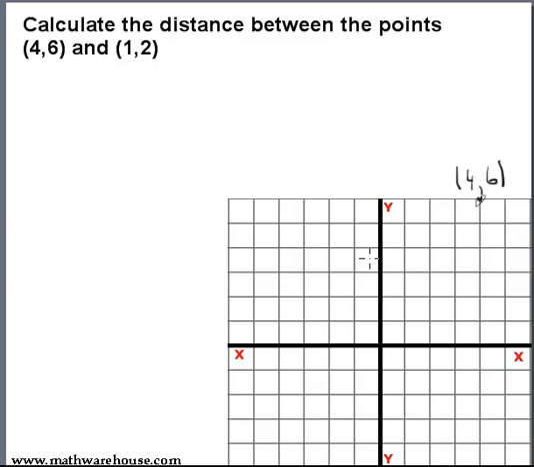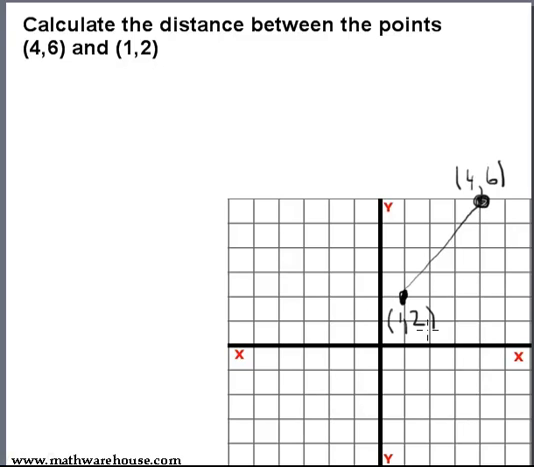And let's also plot the point (1, 2). X is 1, y is 2. Right here. So we've got our points (1, 2) and (4, 6) on the screen. What we're trying to do is find how long this line segment is right here. Since it's a slanted line like this, there's no easy way to look at the graph and figure out exactly how long that line is.